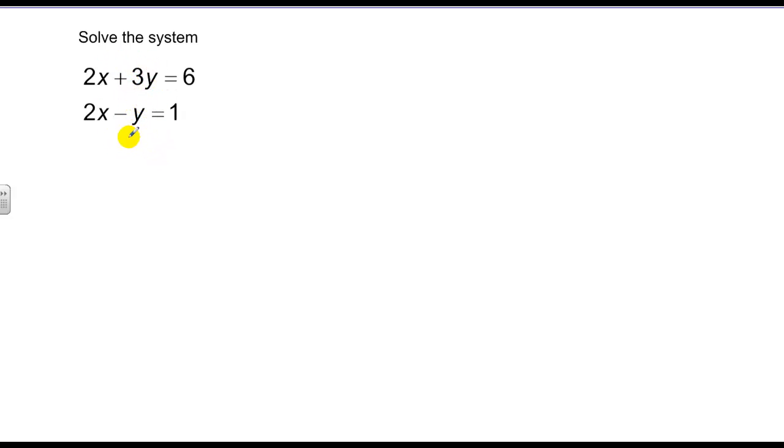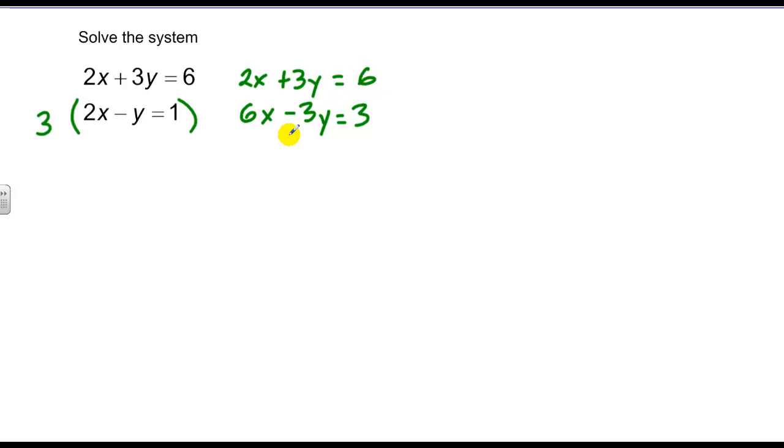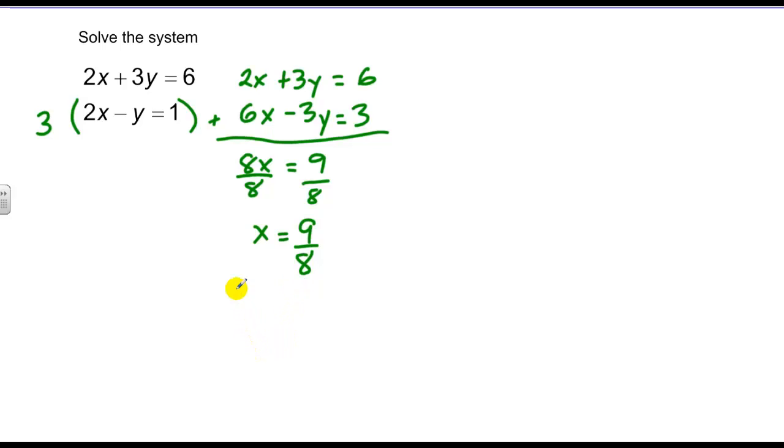I want an opposite for 3y, and if I multiply the bottom equation by 3, you'll notice I get 6x minus 3y is equal to 3. Top was 2x plus 3y is equal to 6. Adding these up, I get 8x equals 9. Divide by 8, and x equals 9/8.